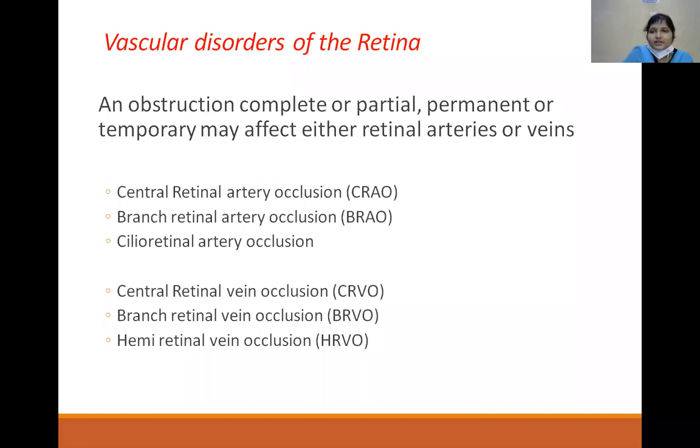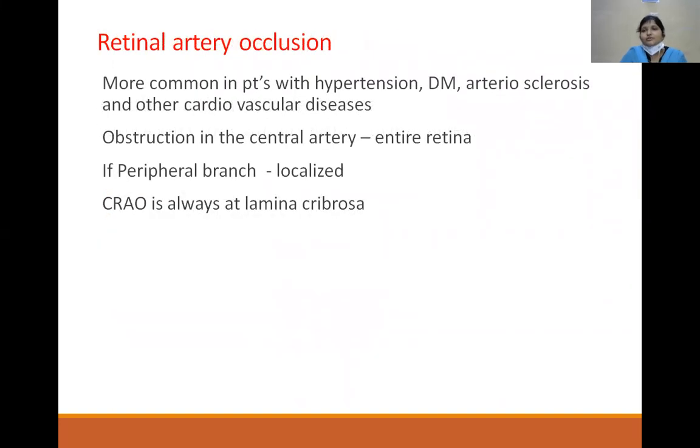When it affects the artery, it can be central retinal artery occlusion, branch retinal artery occlusion, or cilioretinal artery occlusion. What is the cilioretinal artery? Sometimes the macula is supplied by a cilioretinal artery, which is a branch of the choroidal circulation and does not emerge from the central retinal artery. Coming to the venous occlusions, they can be central retinal vein occlusion, hemiretinal vein occlusion, or branch retinal vein occlusion. First we'll deal with retinal artery occlusions.